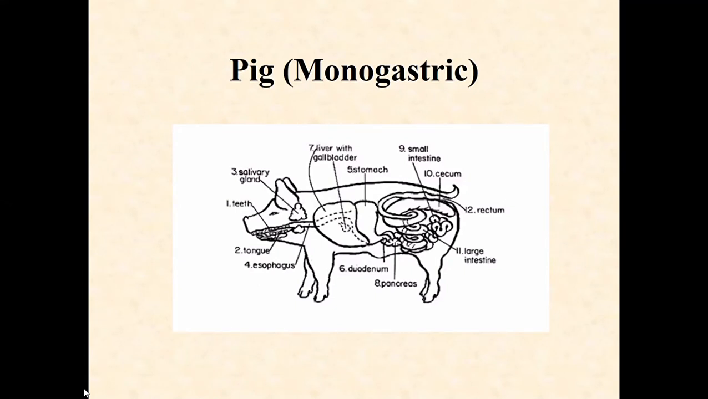Monogastric pigs, their true stomach is the duodenum, and the small intestine is divided, for the pig, into 3 portions. You have your duodenum, the jejunum, and the ileum. The small intestine is the main site for food absorption and digestion for your monogastrics.